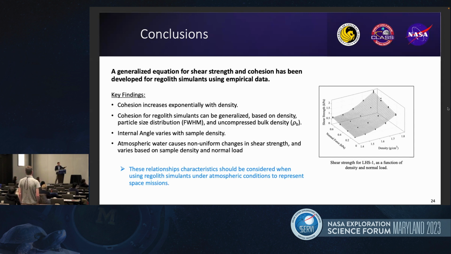Yeah, absolutely. So this is really just the first step in this. The next idea is to look at this in a vacuum to see how much that changes. And yeah, an icy simulant as well would be something to look at, and how that affects cohesion and shear strength, for sure. Yeah. Thank you.